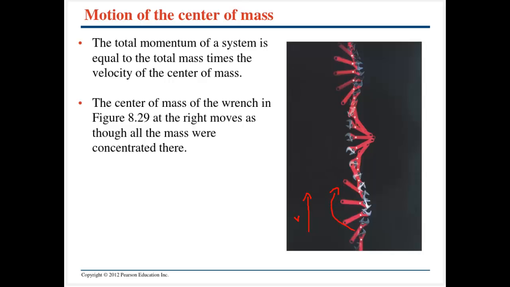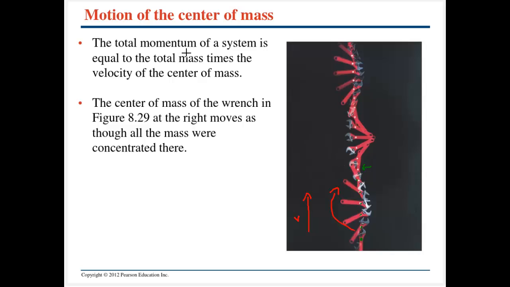We can see that the book has, kindly for us, picked out where the center of mass of this wrench would be. It's going to be nearer to the large massive head of the wrench than the far end of it. We can see that the center of mass of this wrench is moving with a constant velocity, covering equal distances in equal amounts of time, regardless of whether it's rotating or not.